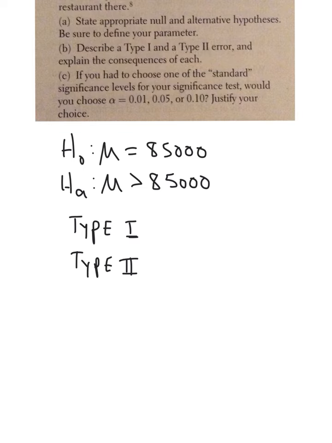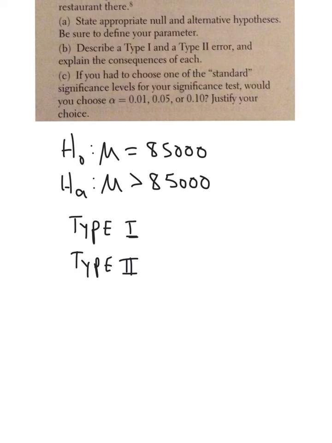So let's think about the type 2. Type 2 is we fail to reject the null hypothesis even though the mean income is higher. So in that case, we probably would not open the restaurant in an area that we probably should open the restaurant, and we might have trouble finding a place that would support this type of a restaurant. So that's a type 2 error, or the consequences.